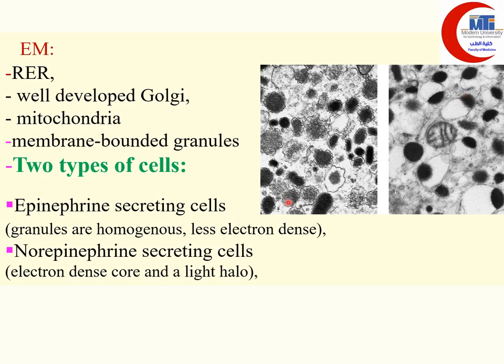So there are two types of chromaffin cells at the ultrastructural level. Epinephrine secreting cells contain granules that are homogeneous and less electron dense, and in norepinephrine secreting cells, the granules have an electron dense core and a light halo.